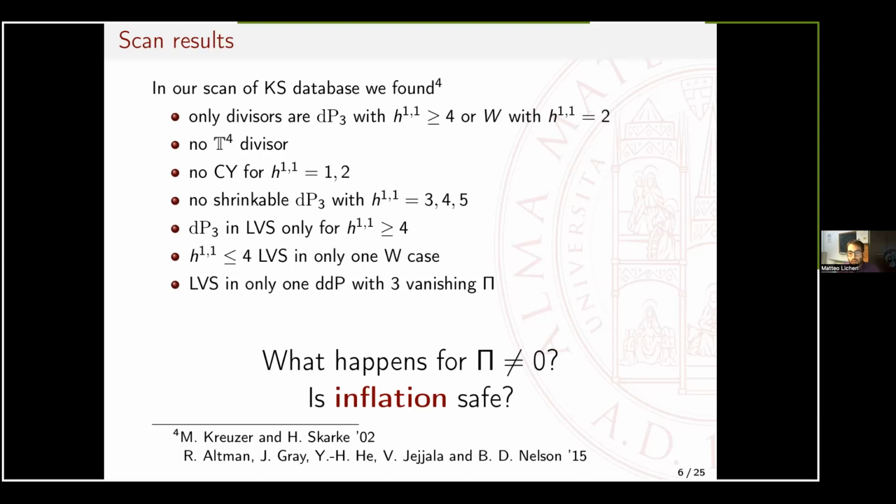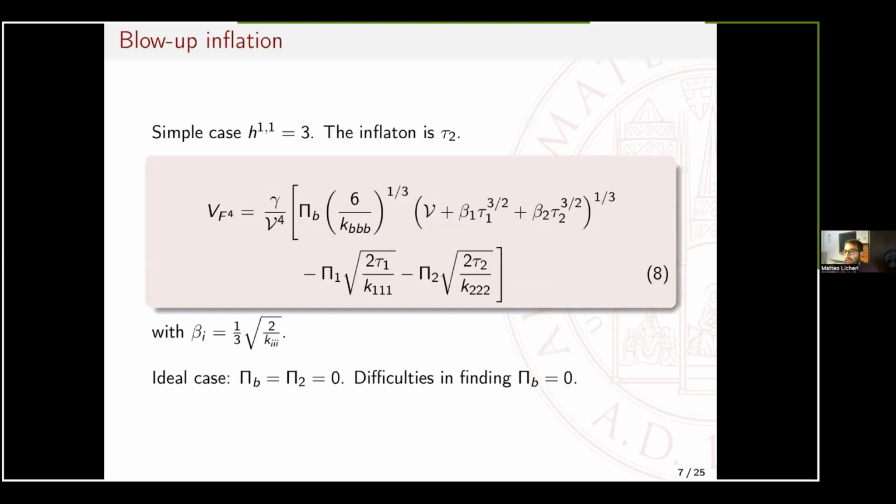So we ask what happens if one of these corrections is present. Is inflation safe? We will now analyze 3 different models of inflation: blow-up, fibre inflation, and poly-instantons, and check if these corrections are actually dangerous or not, or they might even be helpful. So first, we focus on blow-up.